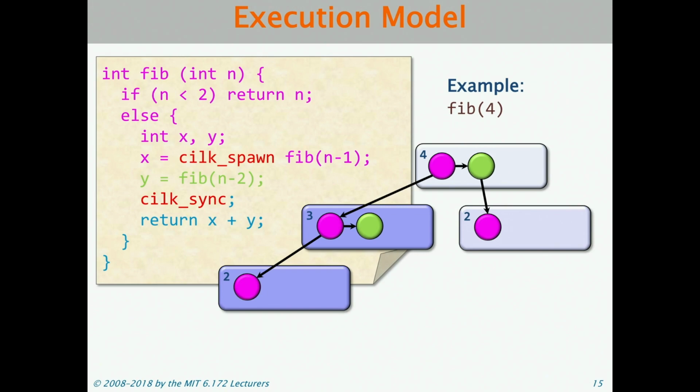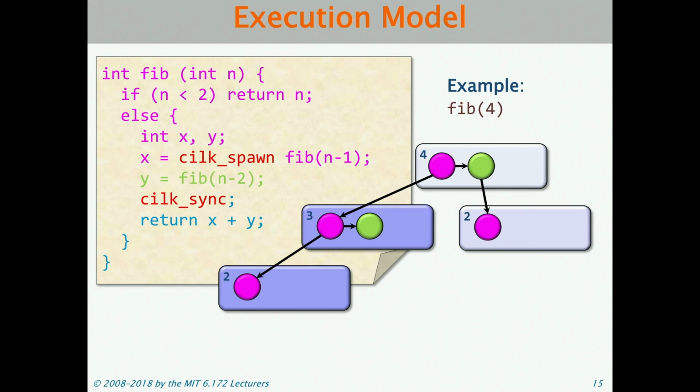So in general, when I do a spawn, I'm going to have 2 outgoing edges out of a magenta node. And when I do a call, I'm going to have 1 outgoing edge out of a green node. So this green node, the outgoing edge corresponds to a function call. And for this magenta node, its first outgoing edge corresponds to a spawn. And then its second outgoing edge goes to the continuation strand.